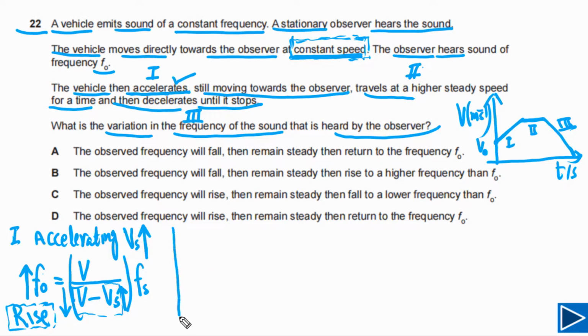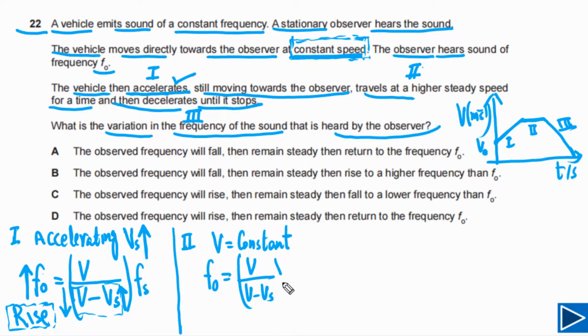Now if we go to the second case, it is given to us that the speed of the car is constant. So we will write here that the speed of the car is constant. Again we can check this with the Doppler equation when the source is approaching. So we can use f0 equal to V over V minus Vs times the frequency of the source. In this case, Vs is constant.